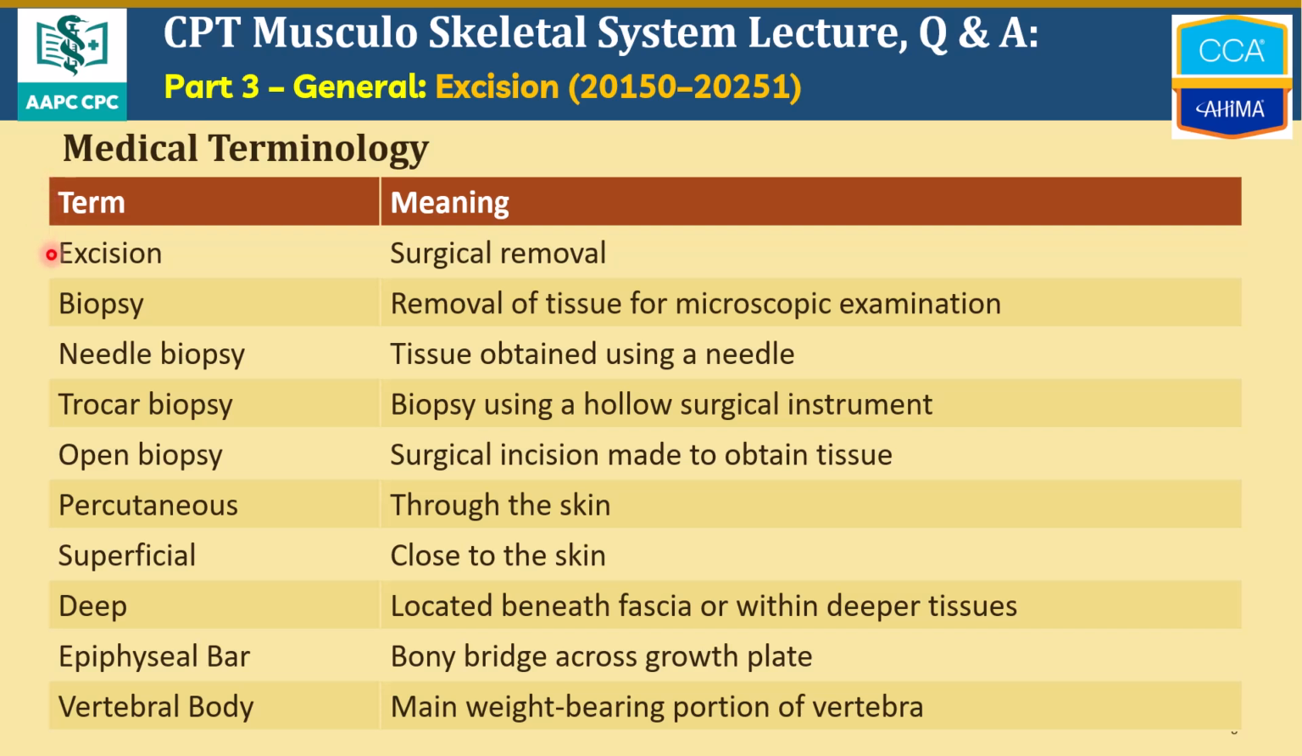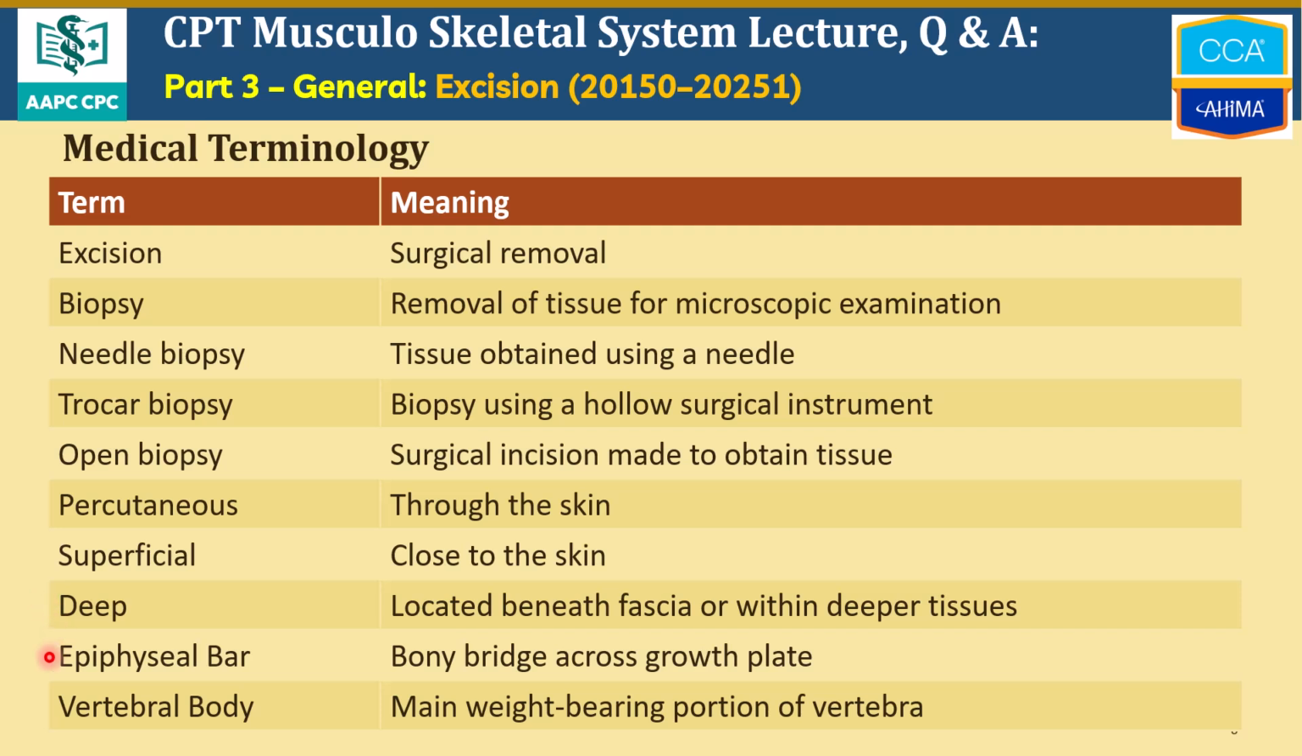Excision means surgical removal. Biopsy means removal of tissue for microscopic examination. Needle biopsy means tissue obtained using a needle. Trocar biopsy means biopsy using a hollow surgical instrument. It is similar to the needle biopsy. And open biopsy means surgical incision made to obtain tissue. Percutaneous means through the skin. Superficial means close to the skin on the top layer. Deep means located beneath the fascia or within deeper tissues.